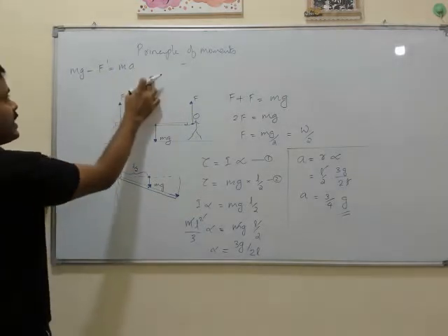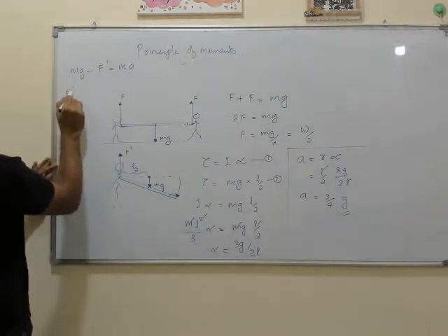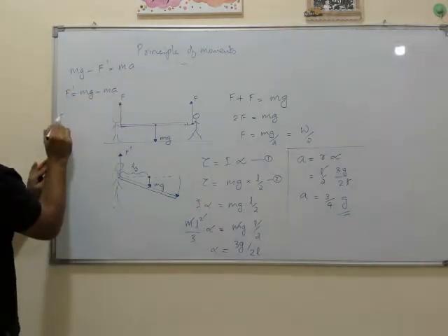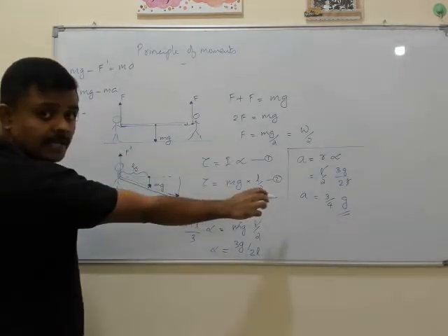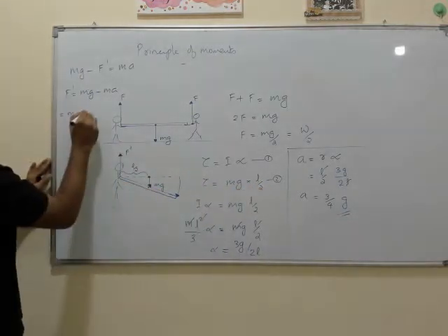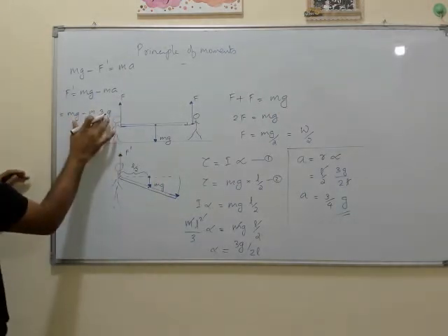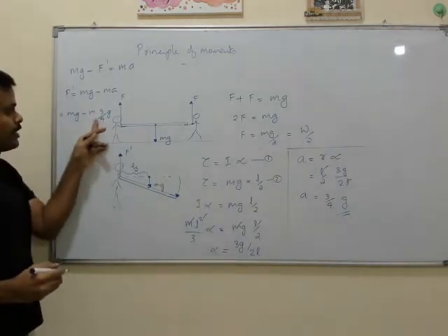What I want is F dash. So F dash goes to the right side, ma goes to the left side. So F dash will be equal to mg minus ma. That is equal to mg minus, what is a? A is 3 by 4g. So m into 3 by 4g. So this is like mg minus 3 by 4 mg.